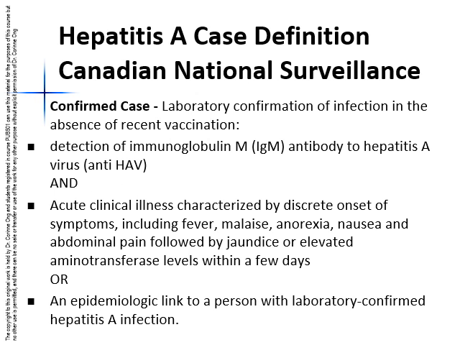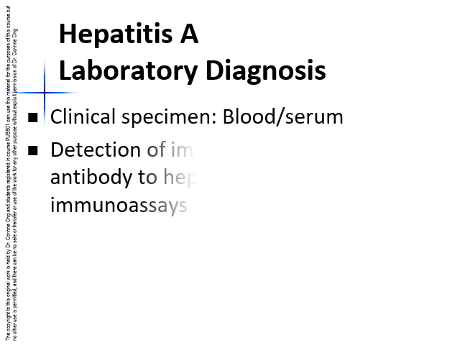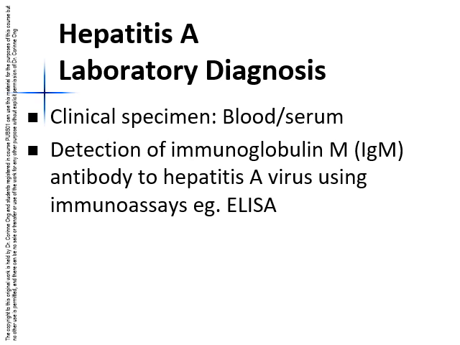A case of hepatitis A is confirmed in the laboratory by the detection of immunoglobulin M antibody to the hepatitis A virus, with an acute clinical illness characterized by discrete onset of symptoms, including fever, malaise, anorexia, nausea, and abdominal pain, followed by jaundice or elevated aminotransferase levels within a few days. Another criterion that may be used as an alternative to laboratory testing is epidemiologic linkage to a lab-confirmed case. Clinical specimens that need to be collected for laboratory diagnosis are blood or serum. Serological testing using immunoassays such as ELISAs is used to detect IgM antibodies to the hepatitis A virus.